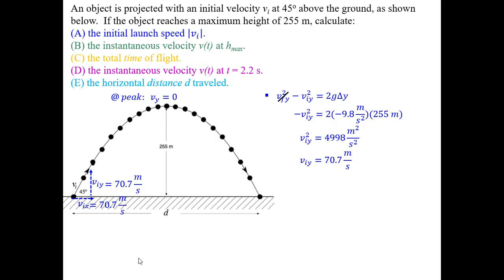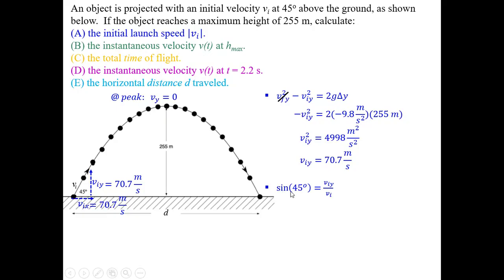So here, I know that VIX is also 70.7 because it's 45 degrees. When a right triangle is 45 degrees, its adjacent and opposite must be the same magnitude, okay? Now, let's go ahead and find VI though, right? Ultimately, part A asks us to find the speed VI. It didn't want VIX, it didn't want VIY, it just wants the hypotenuse VI.